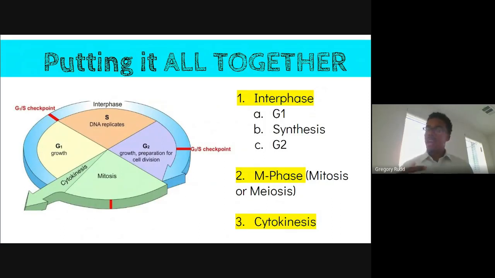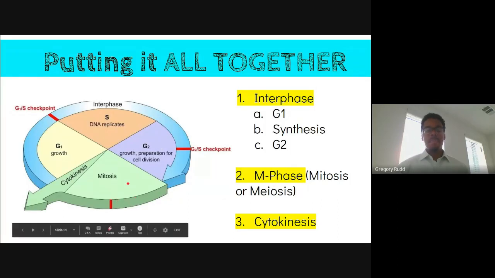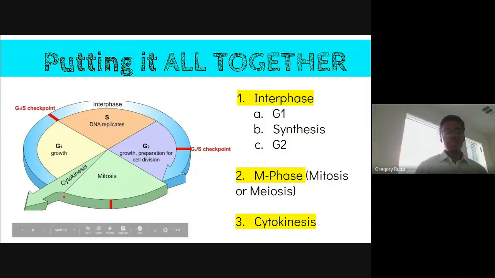So again, putting it all together here, the 3 steps. This is a very brief summary that allows you to see what is happening during the cell cycle. We have interphase, which again is the longest phase of the cell cycle. And interphase is G1, synthesis, and G2. And then we have M phase, which could be mitosis or meiosis. And then cytokinesis, when the cell splits.